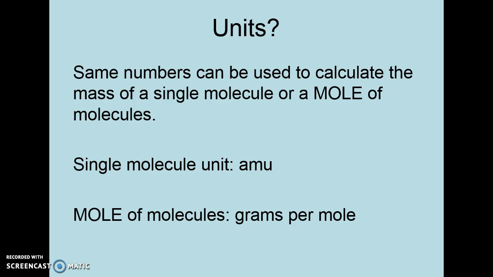Now, you may be wondering why I didn't include any units on those numbers. Well, that's because the same numbers can be used to calculate the mass for a single molecule or for a mole of molecules. For a single molecule, we would use the unit AMU. For a mole of molecules, we would use the units grams per mole.